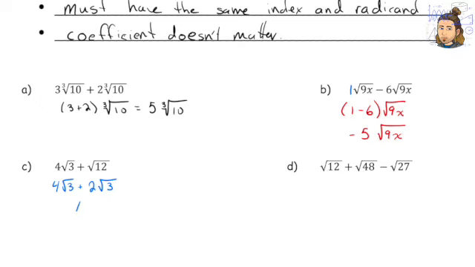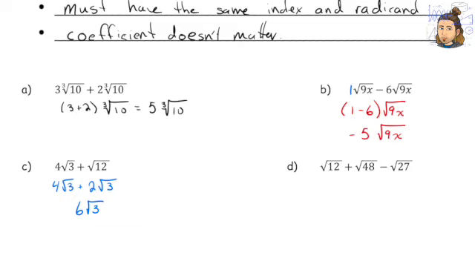4 plus 2 is 6. And the root 3 there is just telling us what we have 6 of. So we had 4 root 3s plus 2 root 3s, which gives us 6 root 3s.